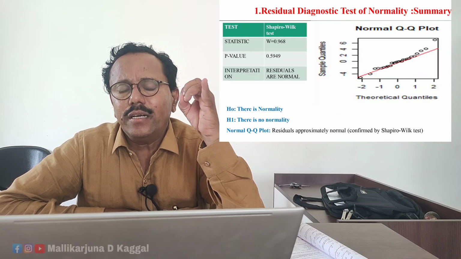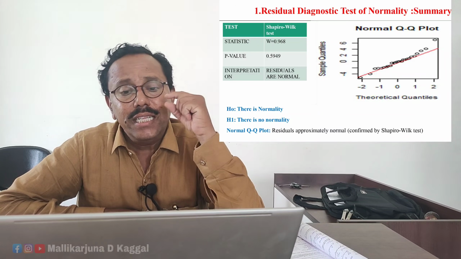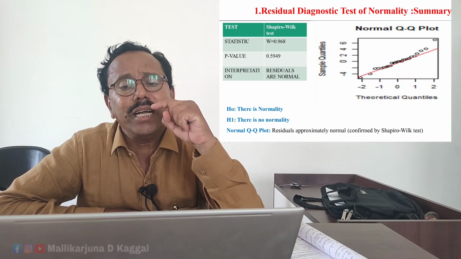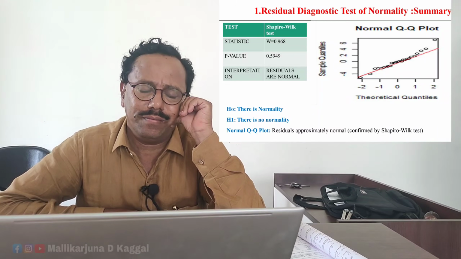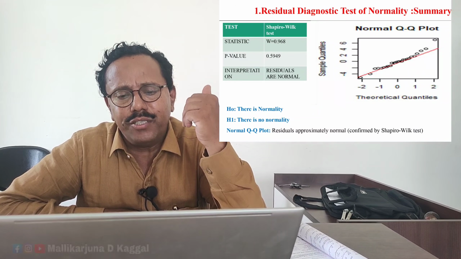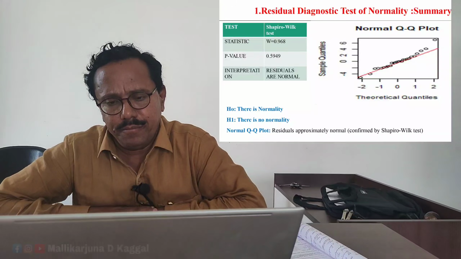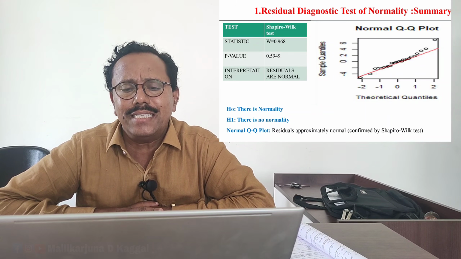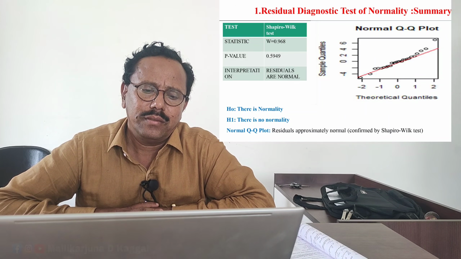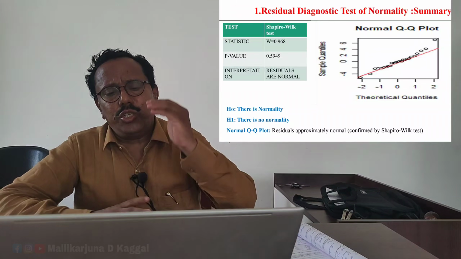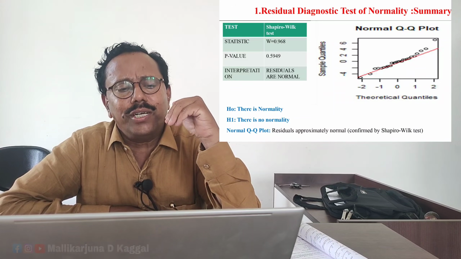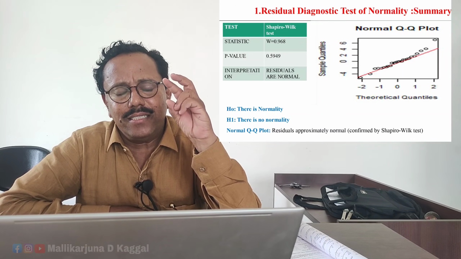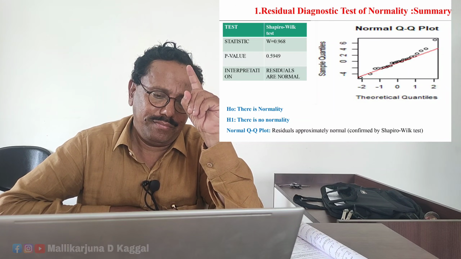One is the normality test. These diagnostic tests are run on the residuals, not on the original data. We should calculate residuals for all the observations you have taken. How do you calculate residuals? I told you, actual observation minus expected is what we call the residual. From those residuals you have to calculate the normality test, the homoscedasticity test and the autocorrelation test.